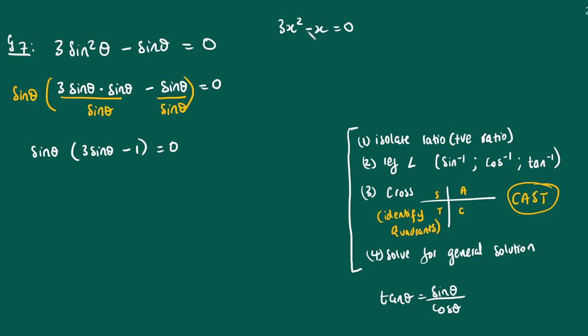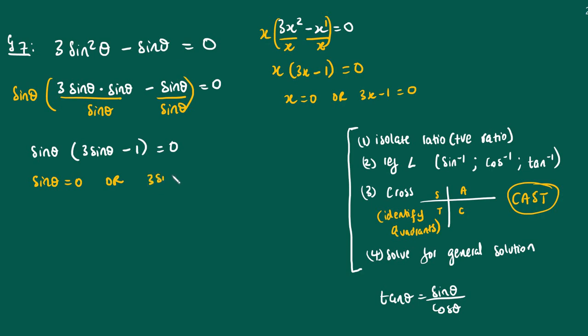If it's x's, for letters, with the ratios, just divide by the one with the lowest exponent. It's x to the power 1. So you divide by x, then you multiply by it, and you have x times (3x minus 1) equals 0. Then you can simply say x must be 0, or 3x minus 1 must be 0. Then you solve. In a similar way, here you simply say sine theta must be 0, or 3 sine theta minus 1 must be equal to 0.